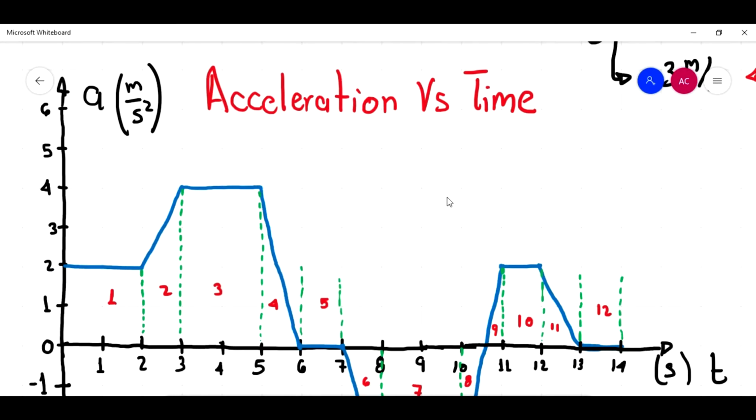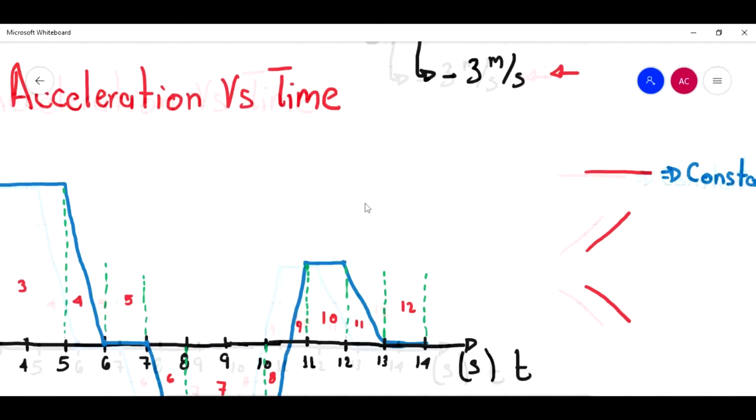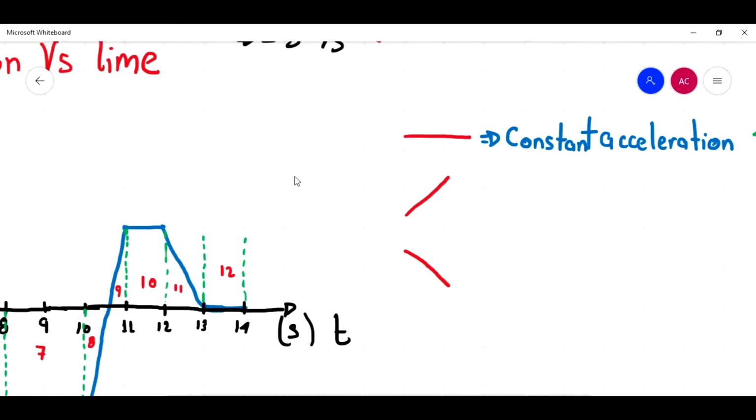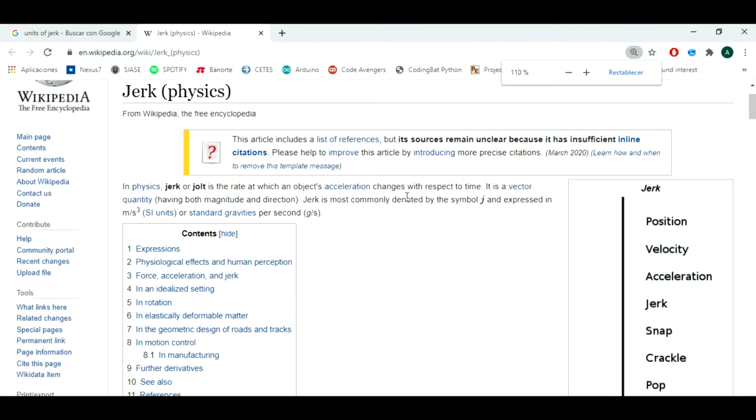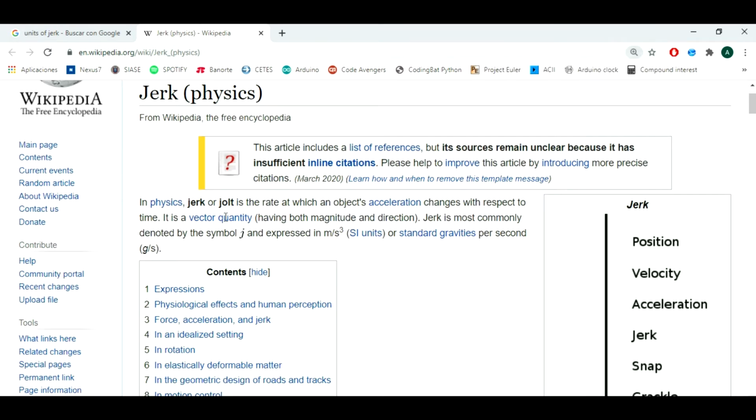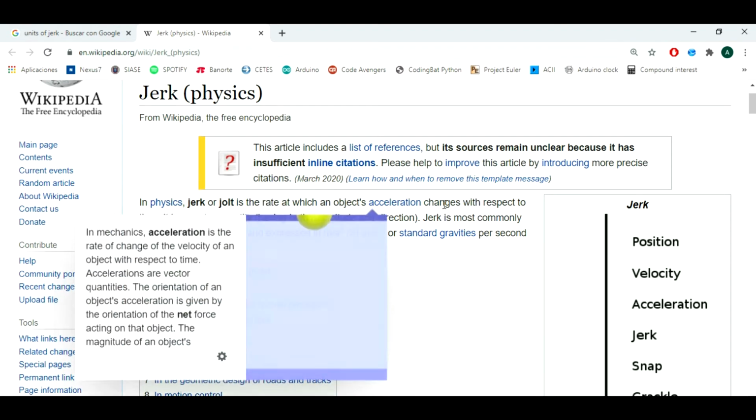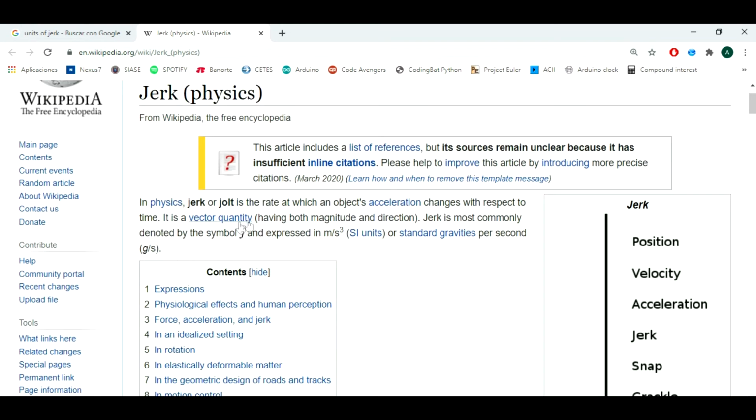In this course that we are going to see, we are not going to see those changes. But I want to talk about them because I don't like telling my students, hey, that doesn't exist, there is nothing more. But no, it exists. So for example, if I go to Wikipedia, we got this concept, jerk or jolt, which is the rate at which an object's acceleration changes with respect to time. So it is the change of acceleration.